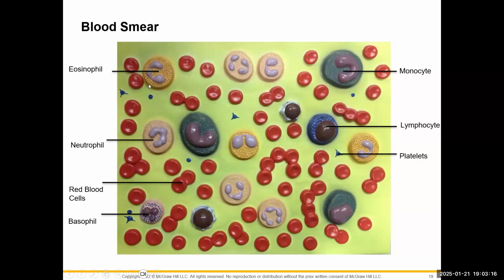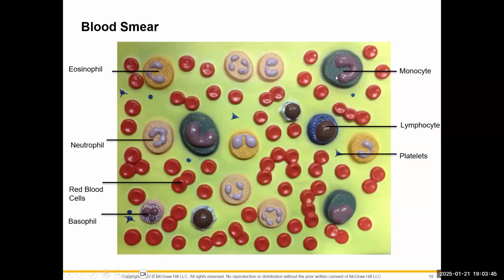Then you can see an eosinophil, and that's demarked by the red dots inside of the cell and the shape of the cell's nucleus. Obviously, red blood cells are scattered all over the place. We have a basophil. Baso means blue, eo means red, and so this type of cell has blue dots in it. Again, a very unique nucleus. And then we have our monocytes and lymphocytes.